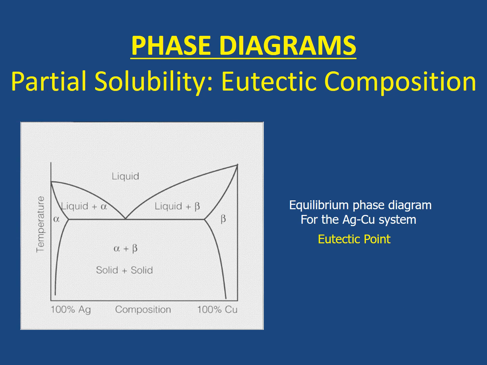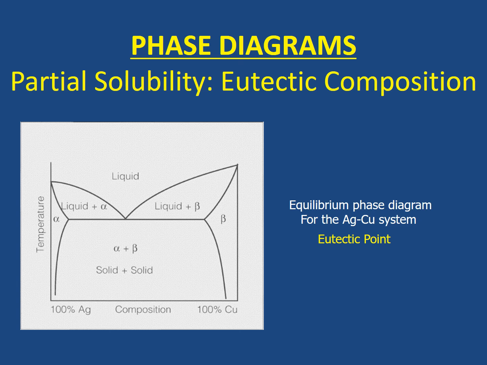Equilibrium phase diagram for silver-copper. The material will consist of two solid phases. The alpha phase consists of predominantly silver with a small amount of copper dissolved in it, whereas the beta phase consists of copper with a small amount of silver dissolved in it.